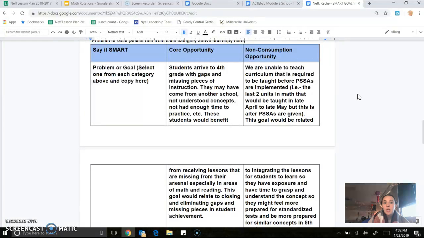And my non-consumption opportunity would be to teach those math units that we are not able to get to before PSSAs are given in our school. And this goal would be somehow integrating those lessons for the students to learn, so they have exposure to those and have time to grasp the concept without feeling rushed or feeling like we're just cramming it in.